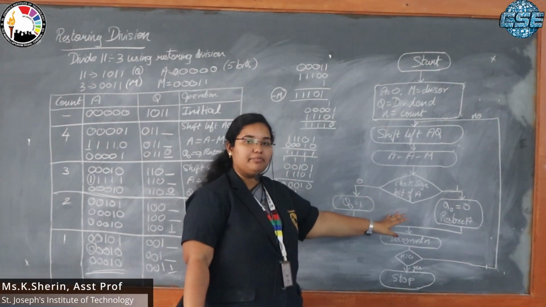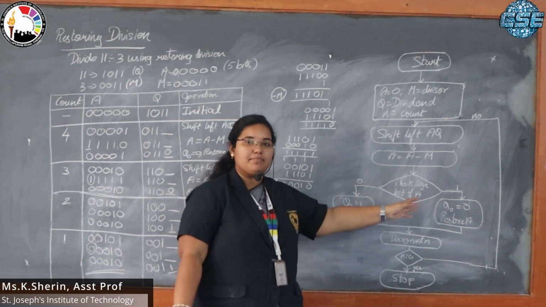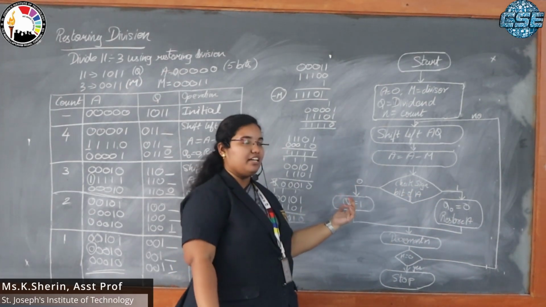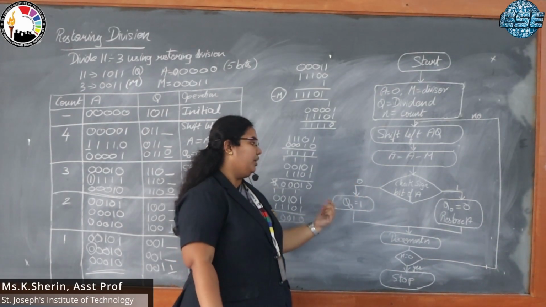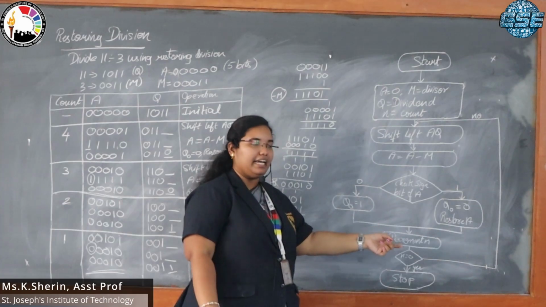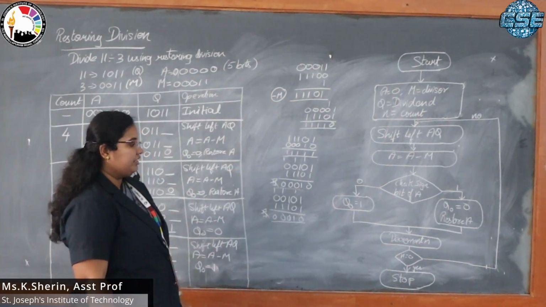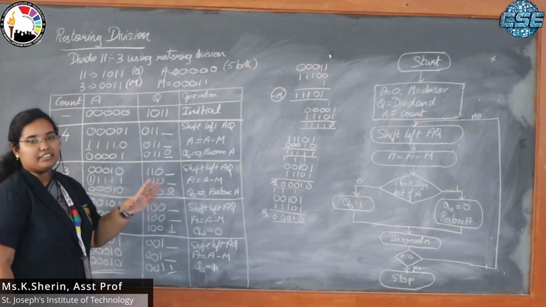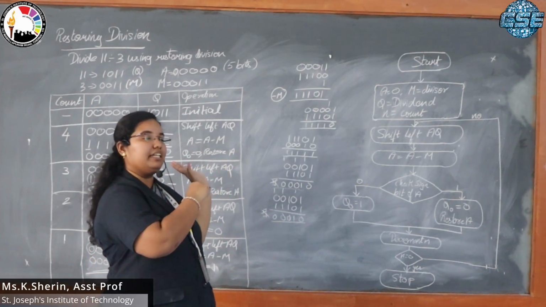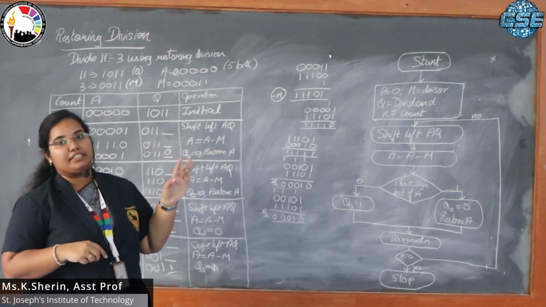Then check the sign bit of A. If it is 1, I am supposed to go to Q naught equal to 0 and restore A, as well as when it is not, Q naught is equal to 1. Then finally decrement N. So when my condition N is equal to 0, we are supposed to stop. So that is one small hint to complete this particular restoring division method.